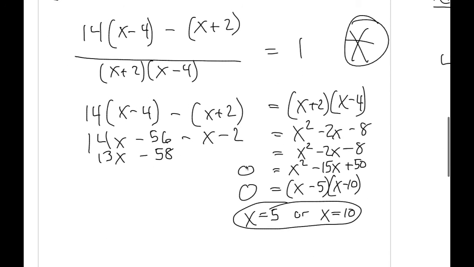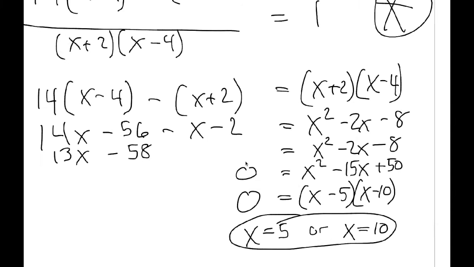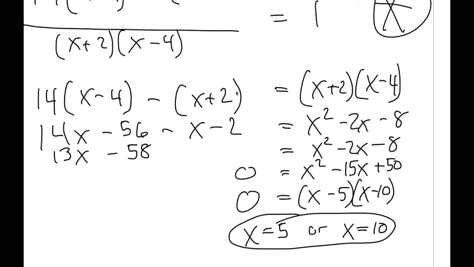I'm going to show the rest of it and just narrate it as we go. So this is the old numerator, and this is the old denominator over here, times 1 over here. Getting rid of the parentheses, we distribute here. We distribute this subtraction to the x and to the minus 2. Combining like terms, we get 13x minus 58. That's minus 56 minus 2 is minus 58.